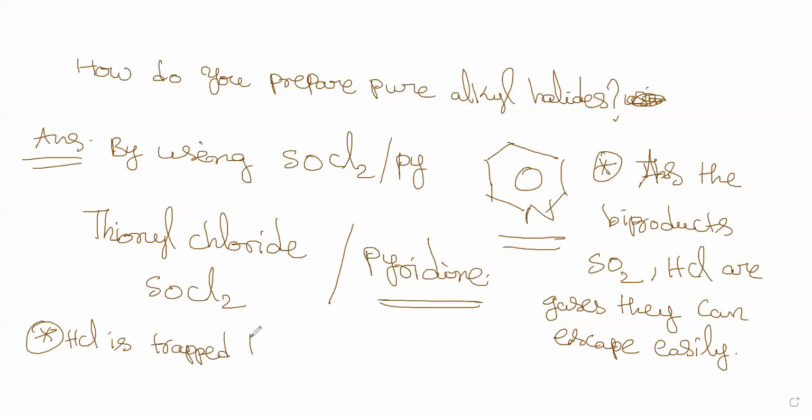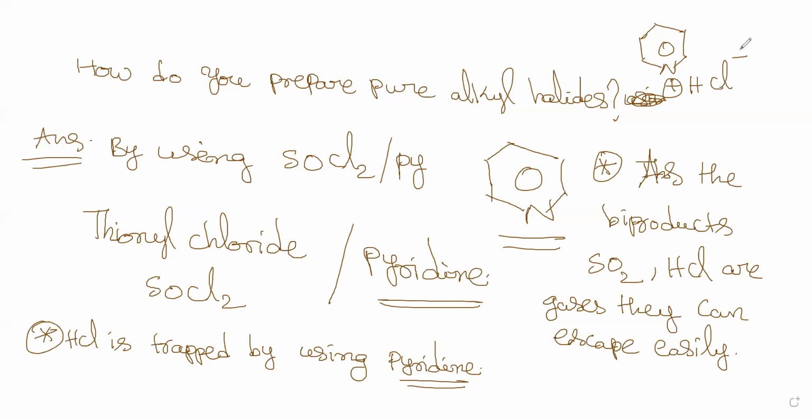The HCl is trapped by using pyridine. So it forms a pyridine hydrogen chloride complex, a kind of complex like this, with Cl minus. So it will trap it like a salt. That is one thing. The other thing is that the SO2 that forms will escape as a gas. Hence we get pure products, pure alkyl halide. This is the reason we get pure alkyl halides.